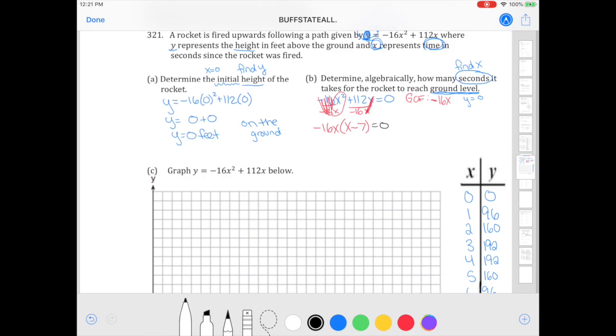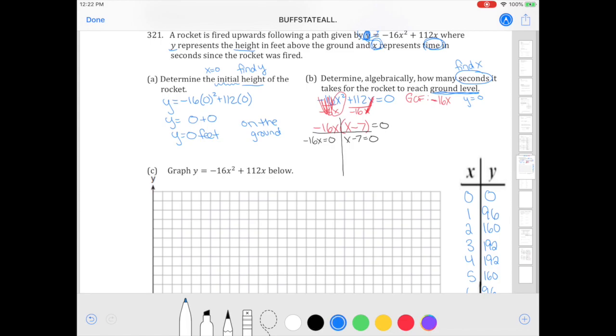Now, I factored. I need to tee it up. I have two factors here, so I'm going to draw a vertical line through them, and then a horizontal line underneath. And on each side of my t, I'm going to set that factor equal to 0. So negative 16x equals 0, and x minus 7 equals 0. Okay, and then I solve each of them.